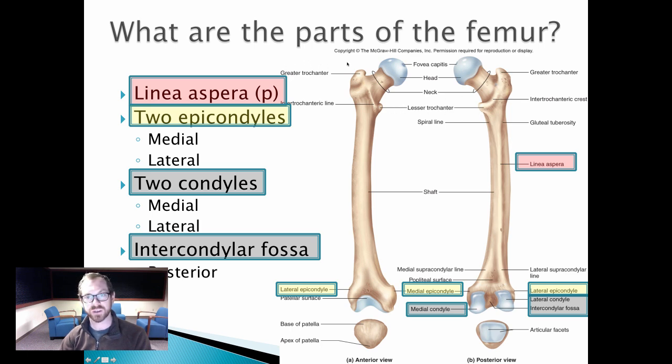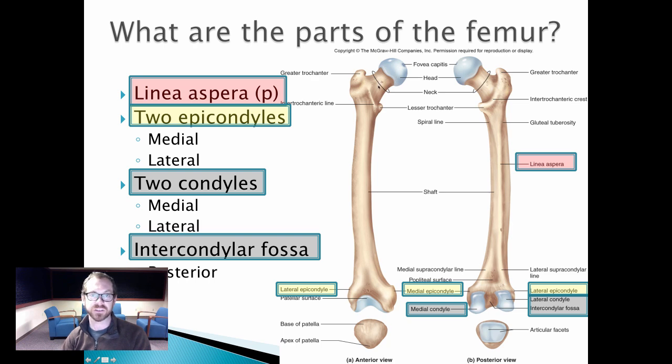Now the greater trochanter is going to serve as an important attachment point for muscles. So not only is it going to help us determine right and left, but it's also going to help us when we get to muscles. So the greater trochanter is going to be on the lateral side of the bone, as we can see from this anterior view. So now we know proximal, distal, we know lateral versus medial.